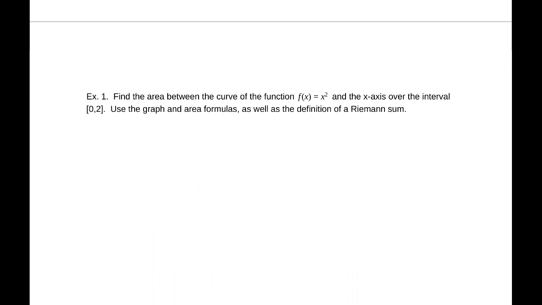Find the area between the curve of the function f of x equals x squared and the x-axis over the interval 0 to 2. Use the graph and area formulas as well as the definition of the Riemann sum. Alright, so first we want to know the area from x equals 0 to x equals 2 of x squared dx, and this is going to be equal to the limit as n goes to infinity of the sum i equals 1 to n of f of xi delta x.